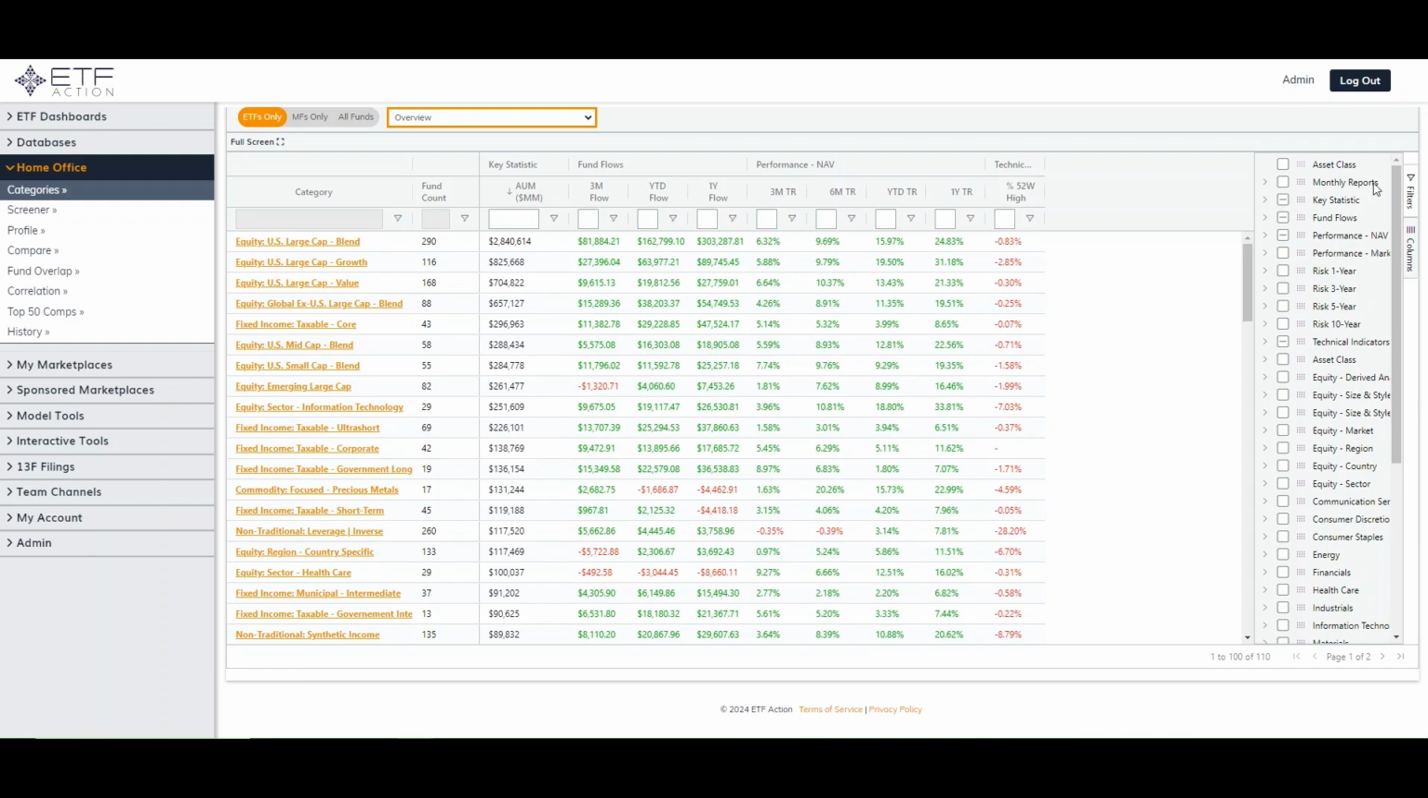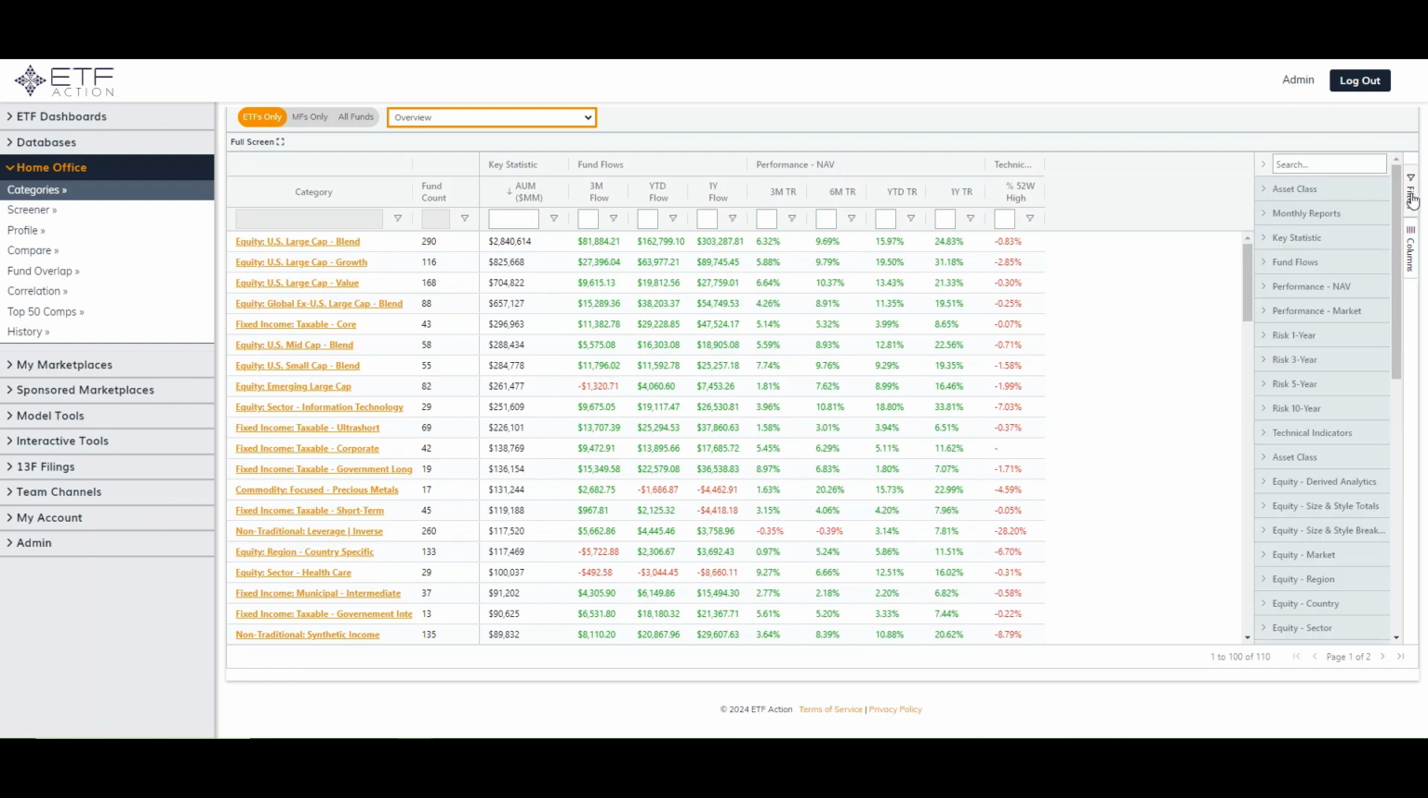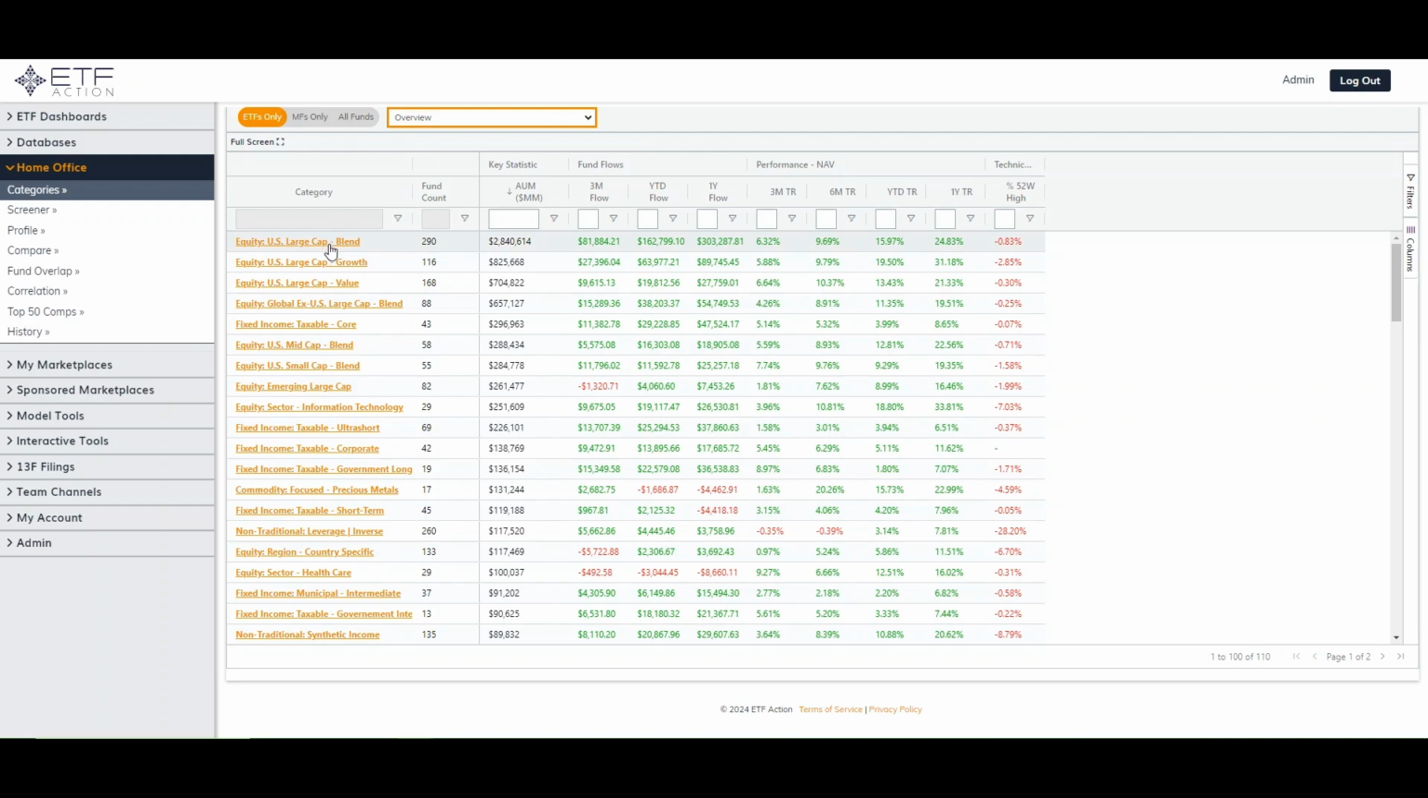So just to give you an idea of what we are now looking at is US Large Cap Blend, just like before, 290 ETFs, $2.8 trillion in assets. You can see it's taken in $81 billion over the last 3 months. Year to date, $162 billion. Over the last year, $303 billion in net inflows. No market performance adjusted there, strictly net inflows versus net outflows.